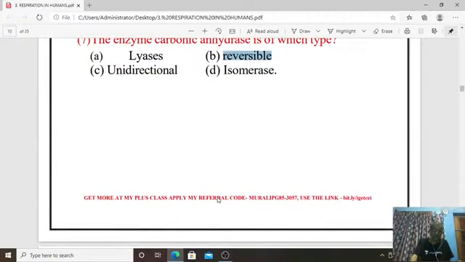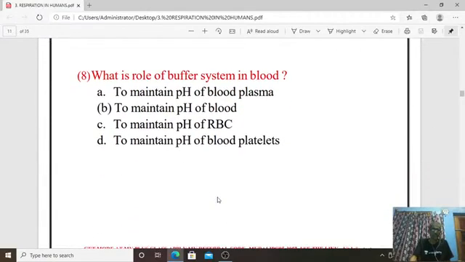Next question number 8. What is the role of the buffer system in blood? Why is it there? The options: to maintain pH of blood plasma, to maintain pH of blood, to maintain pH of RBC, to maintain pH of blood platelets. So the answer is to maintain pH of blood. The buffer solution is present just to maintain the pH of blood.